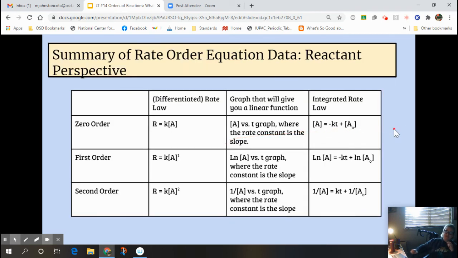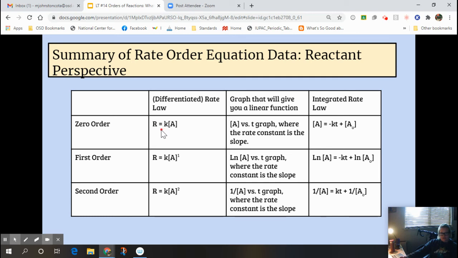But here's the big summary chart for you to take a look at. Again, we're not getting deep into the calculus with these things. What we're looking for is the differentiated or the rate law that we calculated before. Figure out how to linearize the graph. What are we going to graph to give us a linear function? And then what integrated rate law gets paired with the original rate law, experimental rate law, or differentiated rate law. All three mean the same thing.